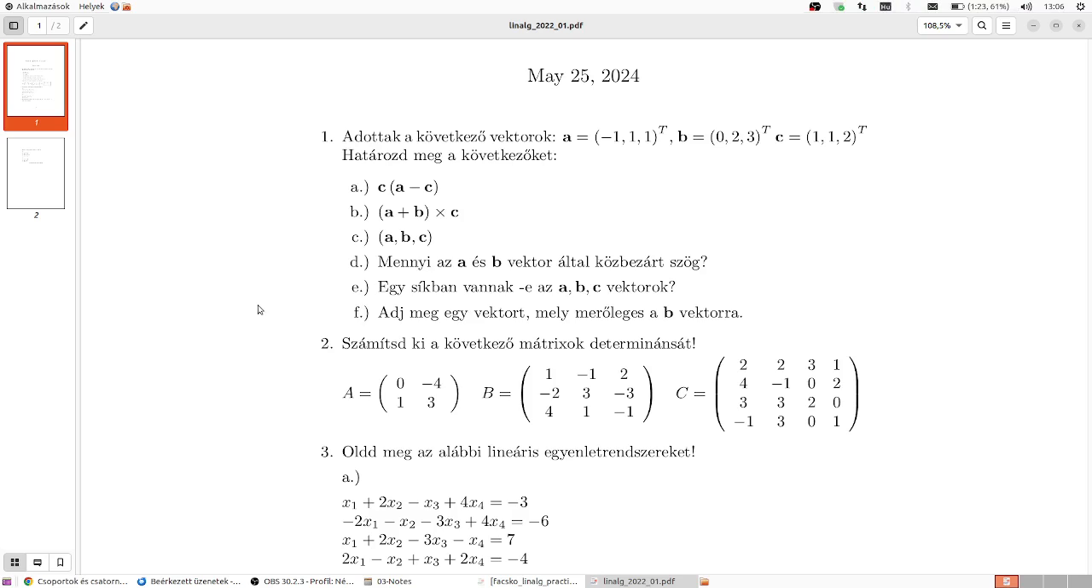Let's see these vectors, A, B, and C. Don't deal with this T right now. Calculate C times A minus C. The B is not known, C not known. The D is what is the angle between E and B vectors. The question is whether the E, B, C vectors are in the same plane. That's interesting. F, give a vector that's perpendicular to the B vector.